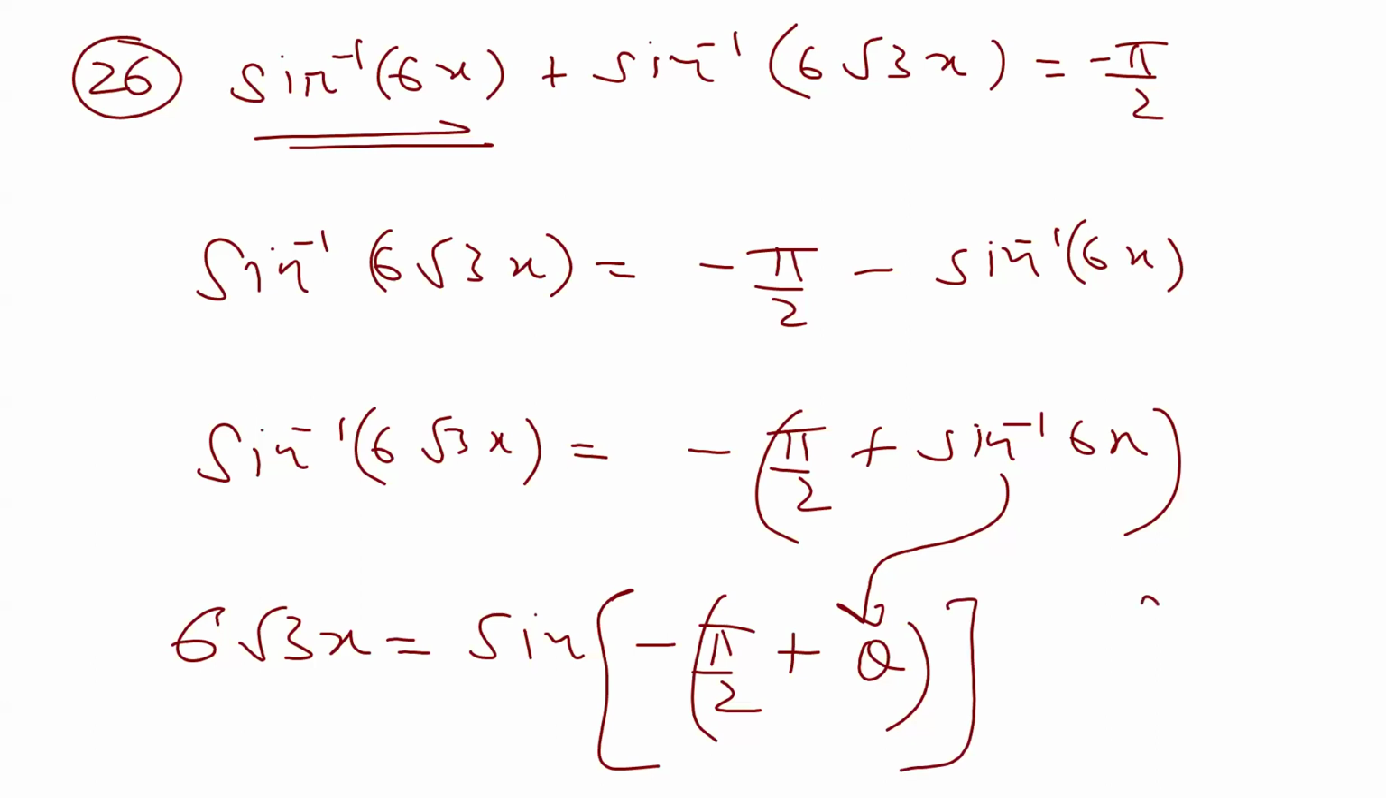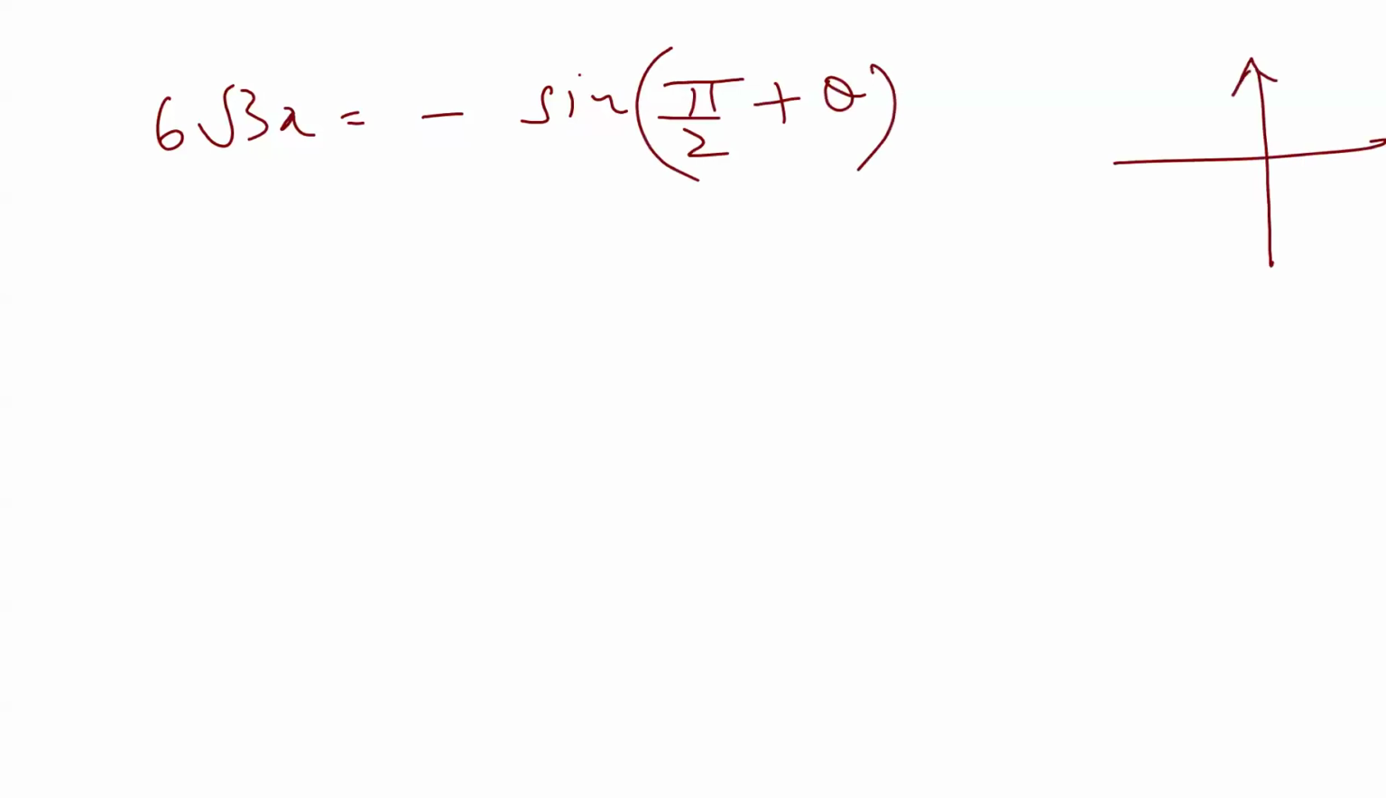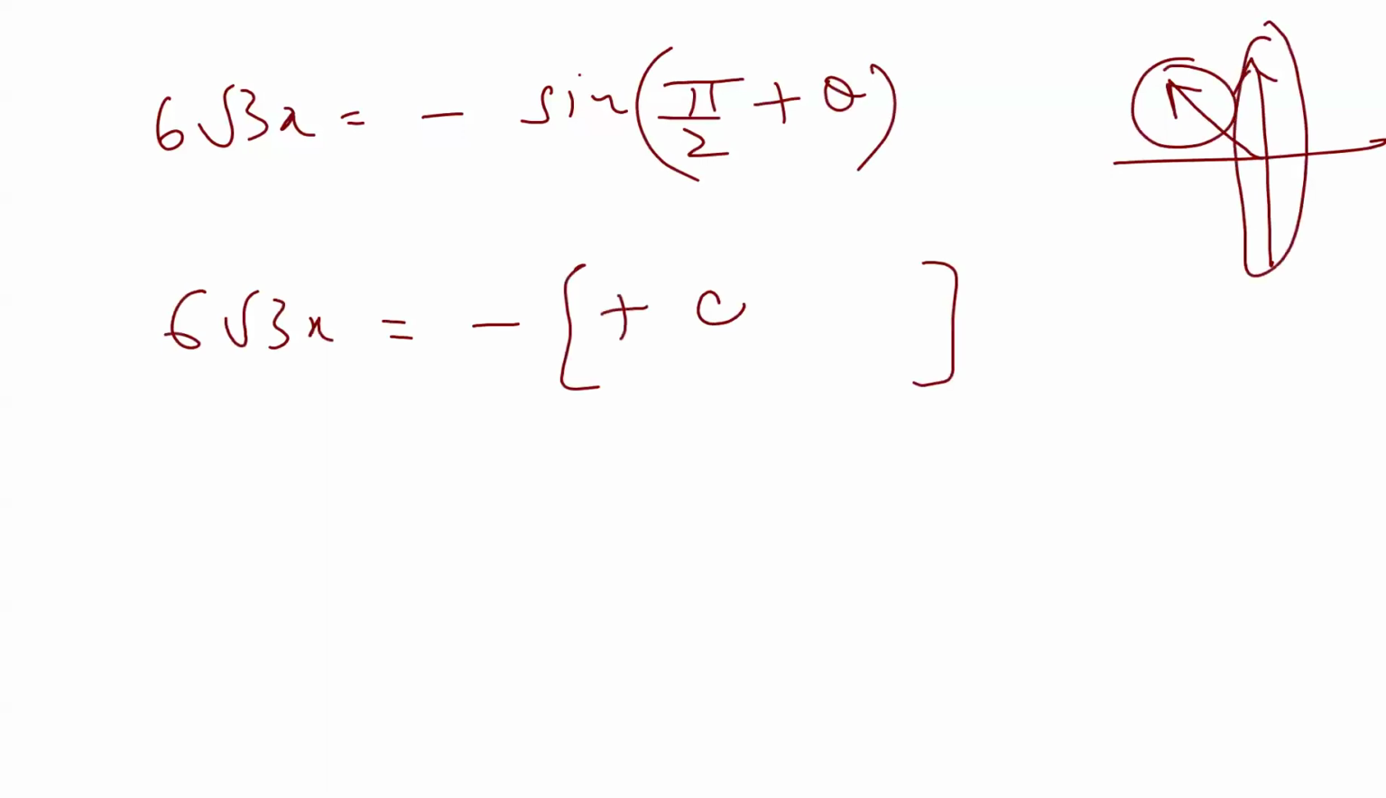Now sine of minus x, I'll apply that formula over here, is equal to minus sine x. So this will be minus sine of pi by 2 plus theta. So 6 root 3x is equal to minus sine of pi by 2 plus theta. Now pi by 2 is 90, 90 plus is anti-clockwise. So in this quadrant, your sign is positive. The y-axis sign changes to cos theta. So 6 root 3x is equal to minus cos of theta.